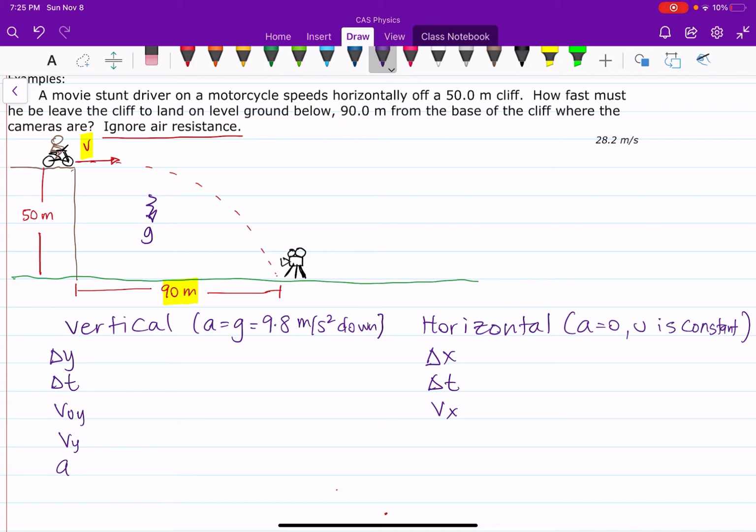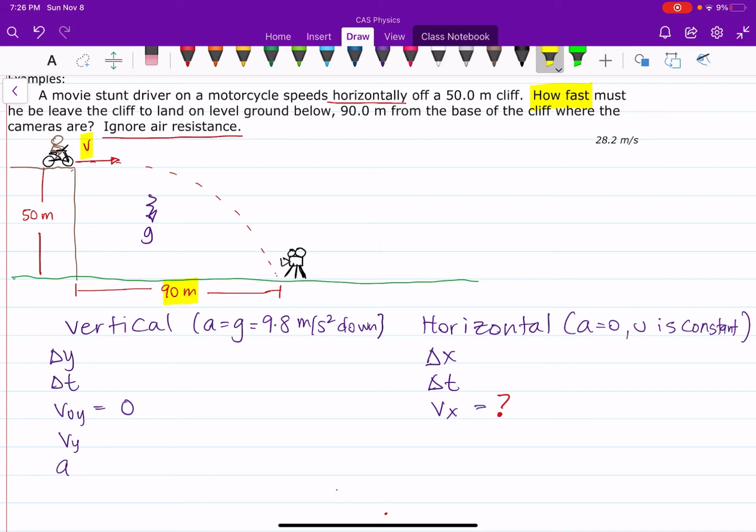So what do we know? Well, we've got a whole bunch of information, and we have information we want. So first thing you'll notice is that the question tells us that the motorcycle speeds horizontally off of the cliff. So in that case, we know that our initial component of velocity in the vertical direction is 0. And this is the thing that I'm asked for. It basically says how fast must he leave. So his initial velocity is what we want. We know his initial velocity is horizontal, so it's just Vx that we're looking for.